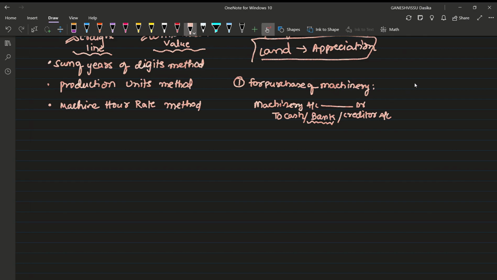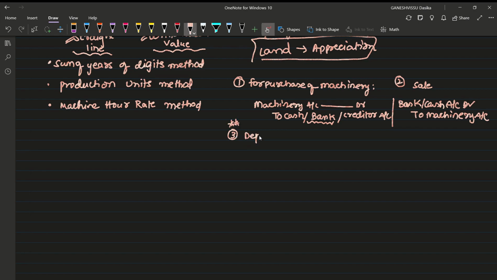And for a sale of machinery, this is the second entry. Simply reverse the entry: bank or cash account debit to machinery account. This is the second entry.